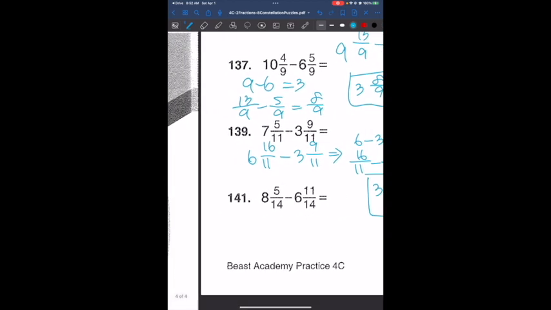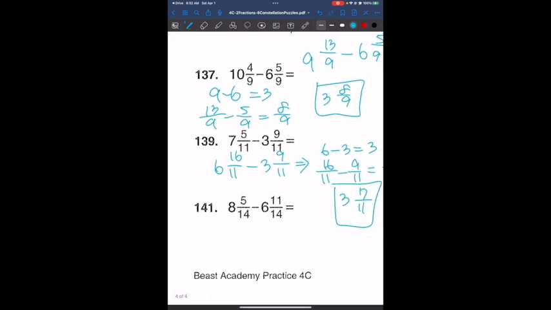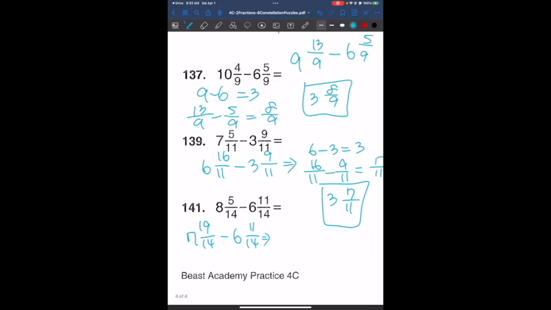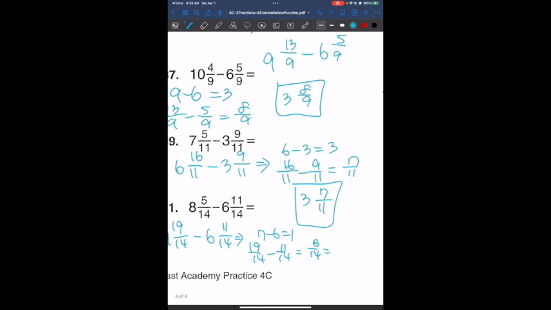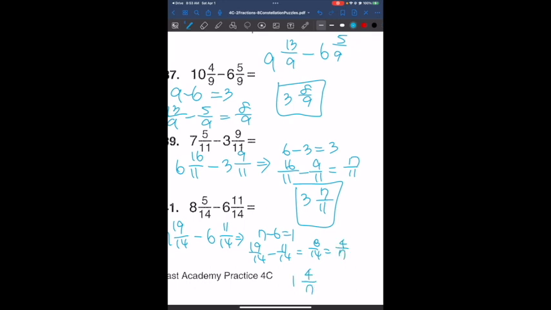Then for problem 141, we're going to rearrange 8 and 5/14 into 7 and 19/14. And so subtract the whole number, then subtract the fractions, and then simplify. So we get 1 and 4/7.